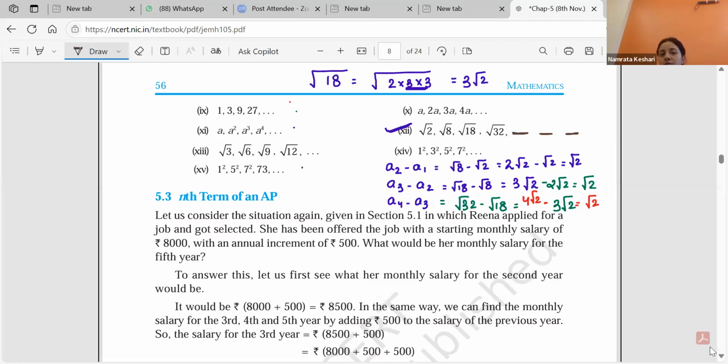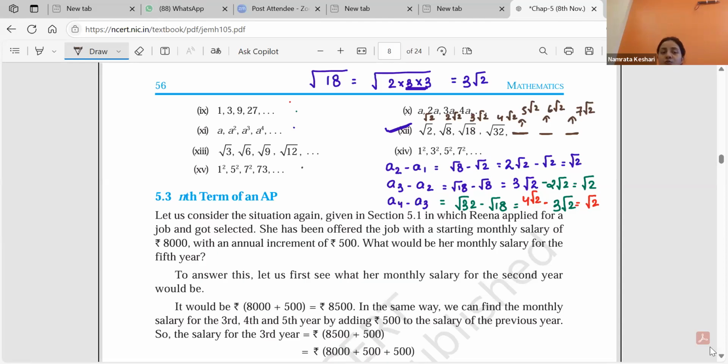The next three terms, 1, 2, 3. So think about it. This is root 2. This is 3 root 2. This is 4 root 2. So I will be able to say the next one will be 5 root 2. Next one will be 6 root 2. And the next one will be 7 root 2. Getting it? Yes, ma'am.